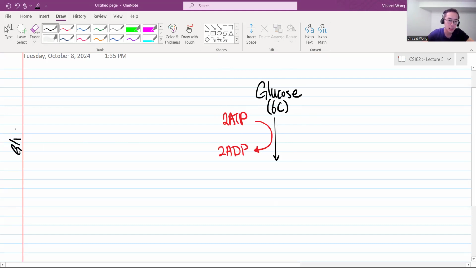So this is glycolysis. And this is the energy investment phase. Sorry, it's really hard to write sideways.